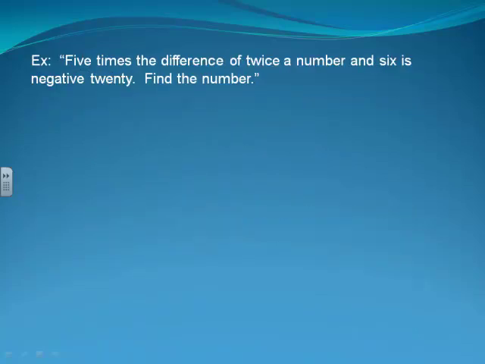Next example. 5 times the difference of twice a number and 6 is negative 20. Find the number. Again, we're simply looking for a single number here, so I'll let x represent that single number we're trying to find. Now, reading left to right, we're going to put our equation together, look for key terms. 5 times, that's multiplication. 5 times what? 5 times the difference.